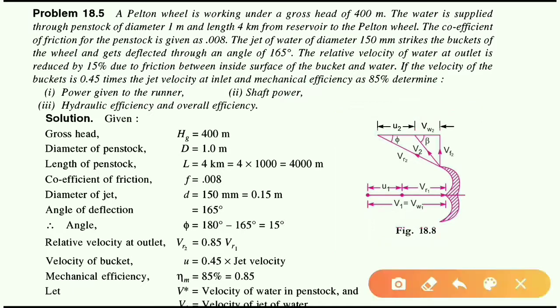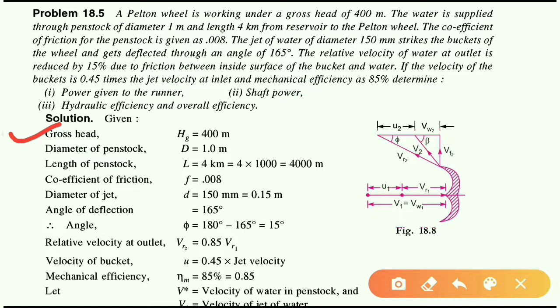What is given in the problem? The gross head is given. So we will calculate the velocity of the flow of water at the inlet of the turbine by using the net head. Means we need to subtract the frictional losses from this gross head to get our net head.